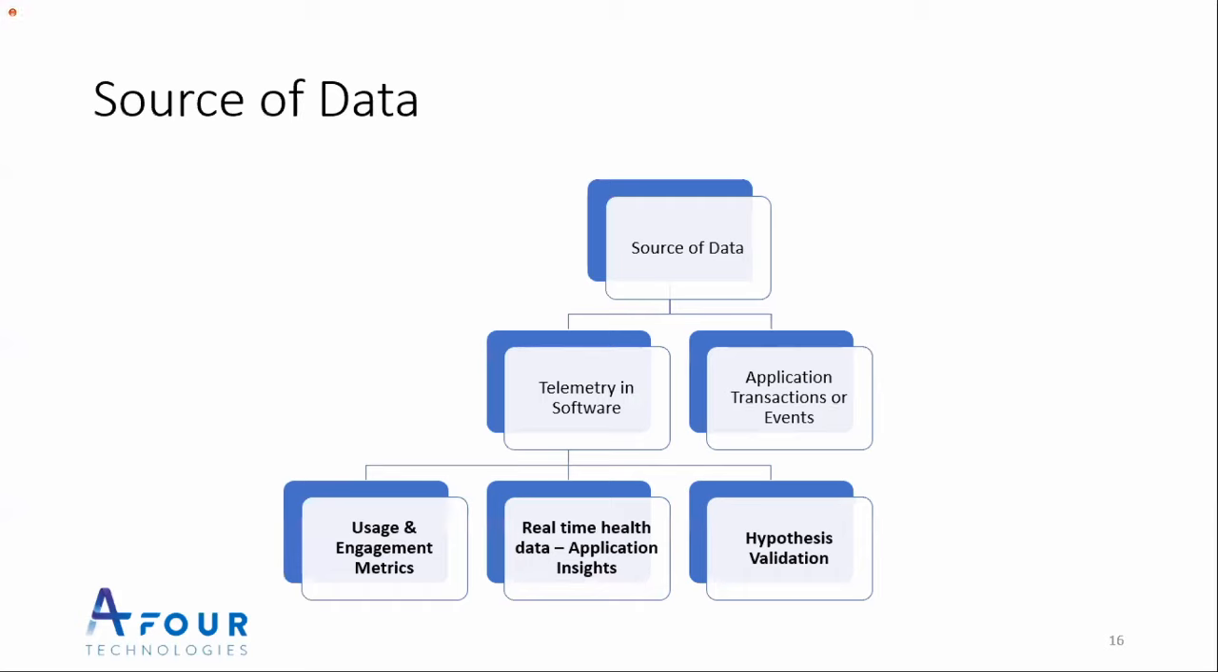Now, when we talk about data, we need to understand what the different sources of data are. The different sources of data when it comes to any application are two. One is different telemetries which you collect out of that application, and the other is the transaction details or events which are getting generated, and you're storing that somewhere.